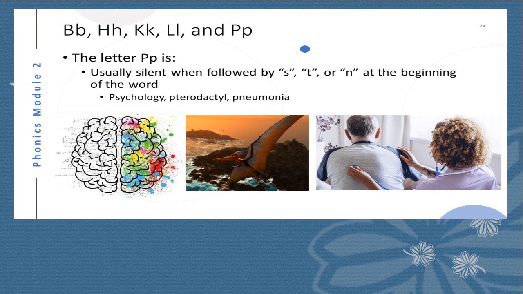Next, we turn our attention to the consonant letter P. P as a single consonant is very reliable and says P. Sometimes, however, the letter P has no phoneme. It is usually silent when followed by S, T, or N at the beginning of a word. Examples are psychology, pterodactyl, and pneumonia.